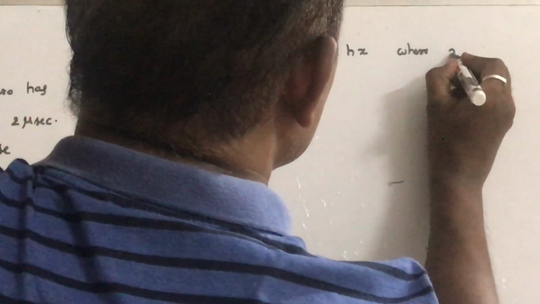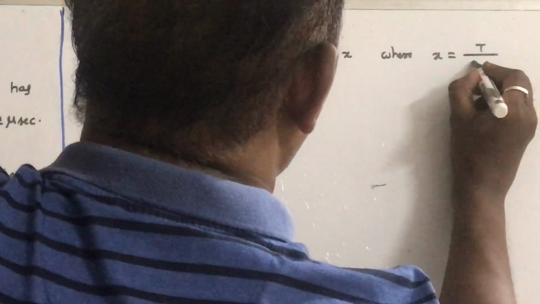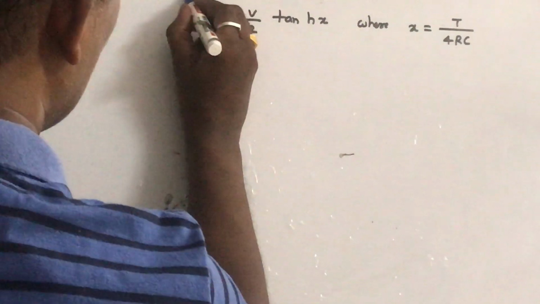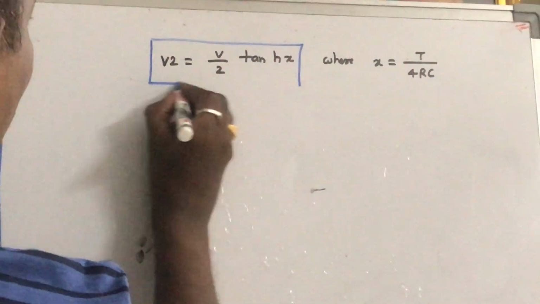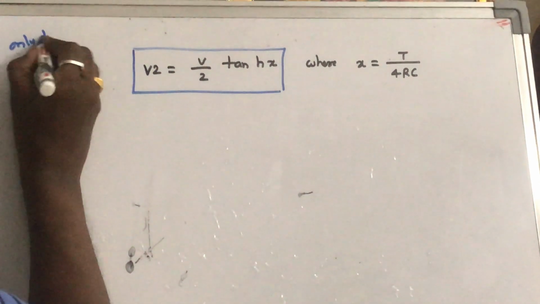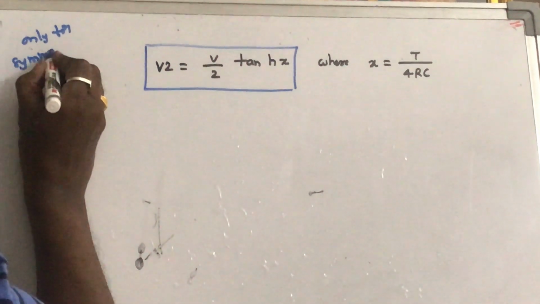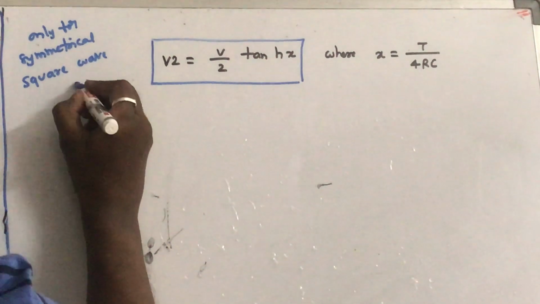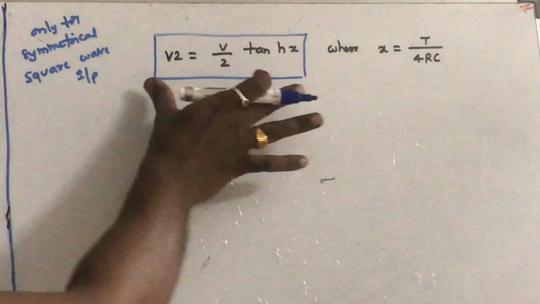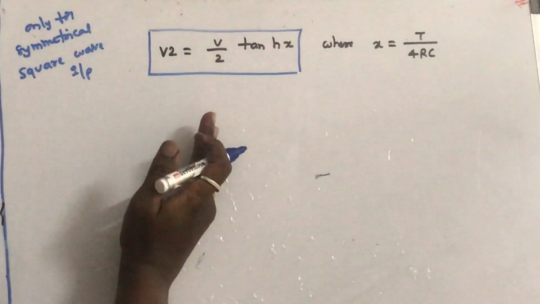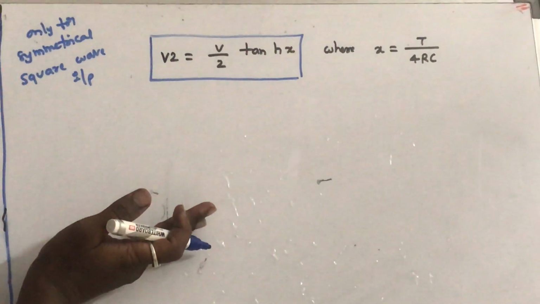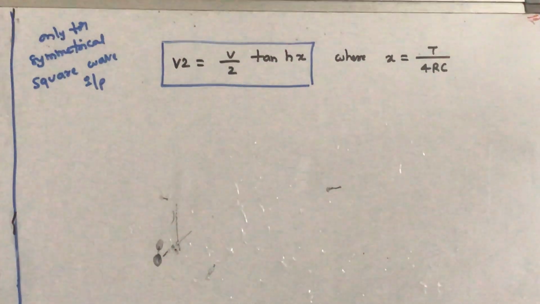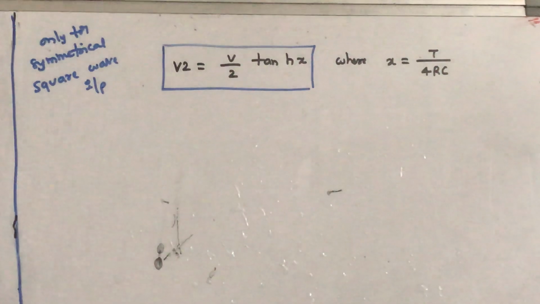Where x is equal to capital T, the time period of the input waveform, by 4RC, the time constant. So the problem is based on only one formula. Remember that you have to apply this formula only for a symmetrical square wave input. For an unsymmetrical square wave, this formula is not suitable. That means T1 is different, T2 is different, the positive amplitude is different, the negative amplitude is different. Then you cannot apply this formula.